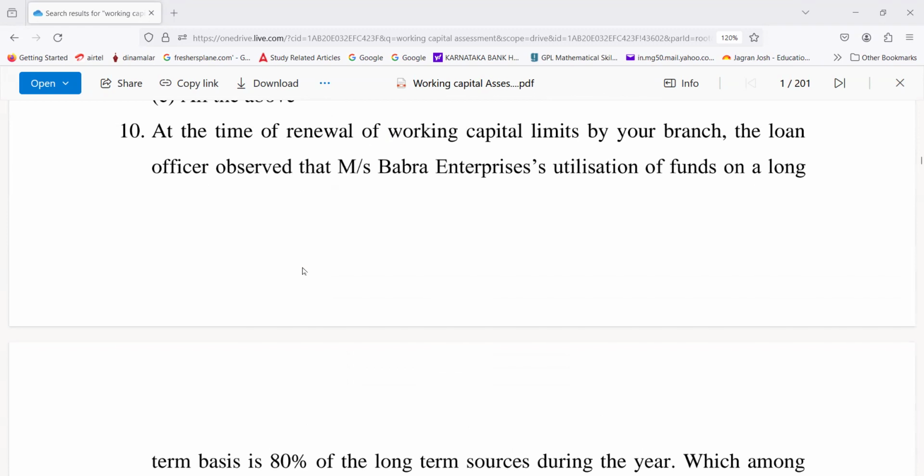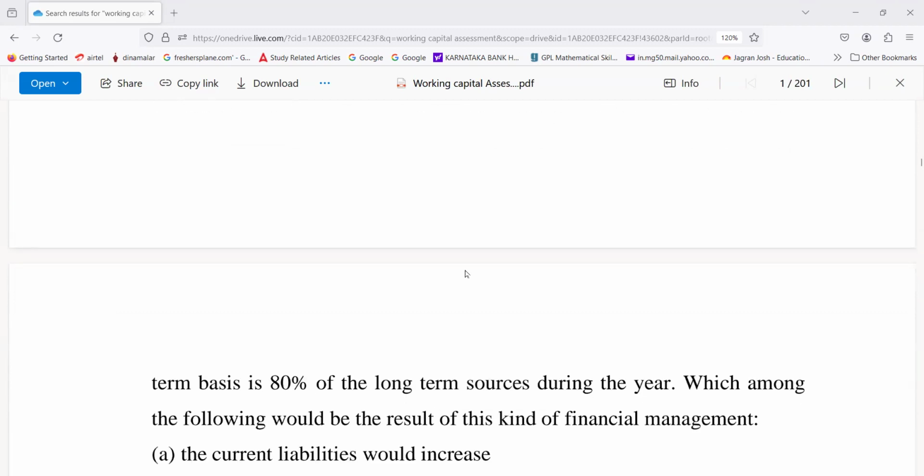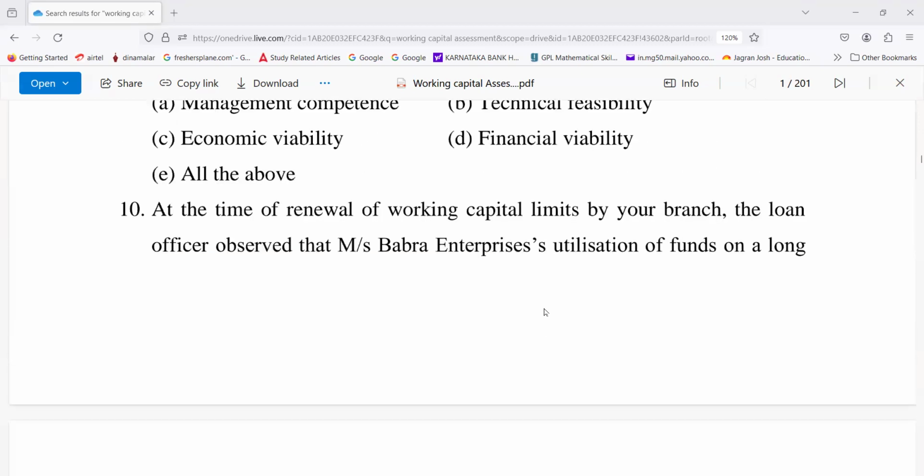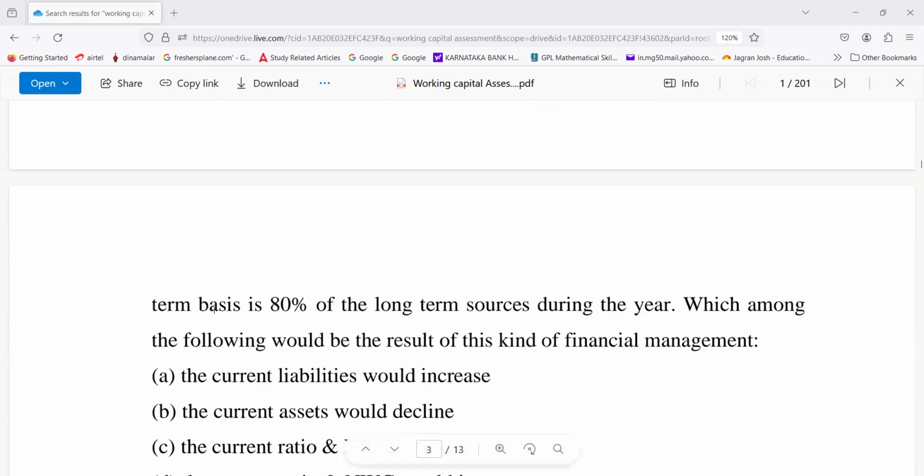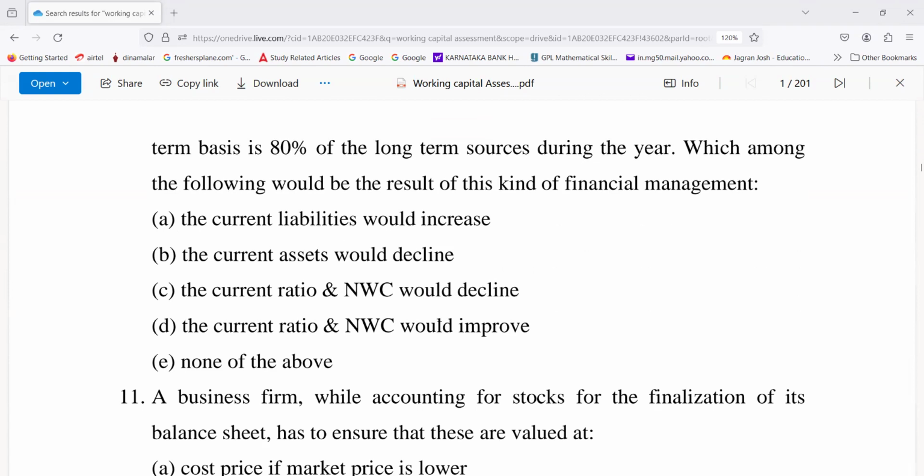Number 10, at the time of renewal of working capital limits by your branch, the loan officer observed that Messrs. Barbara Enterprises' utilization of funds on a long-term basis is 80% of the long-term sources during the year. Which among the following would be the result of this kind of financial management? Let me repeat the question.